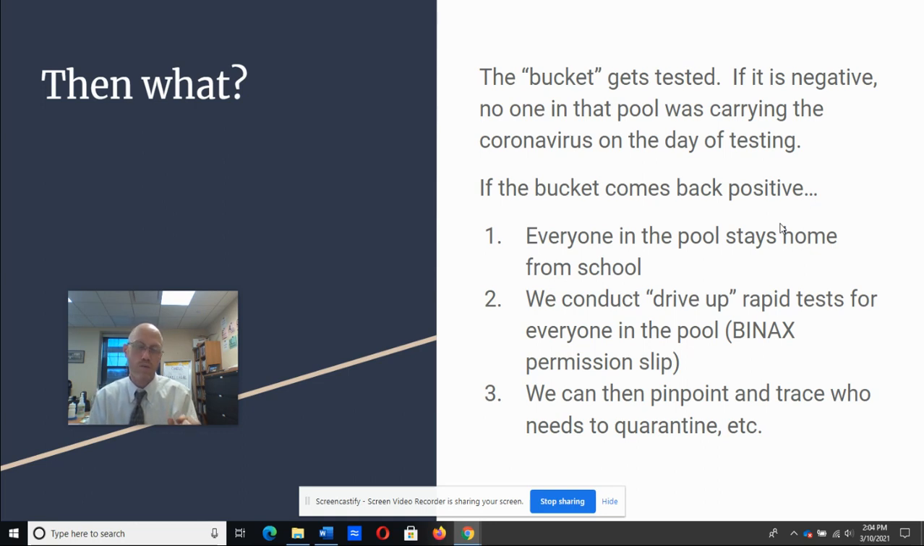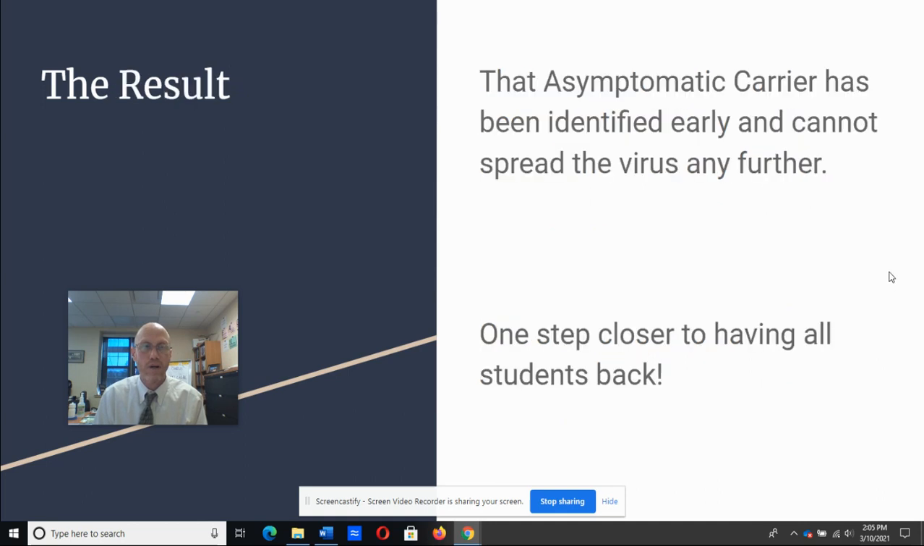There are two conditions under which we would do it: if somebody came down with symptoms while they were in school, and if a pool test came back with a positive result. So we need the permission to do that as well. But if we do that, then we can pinpoint and trace who needs to be quarantined immediately, right? And so that asymptomatic carrier has now been identified early and has been isolated and cannot spread the virus any further within the building.